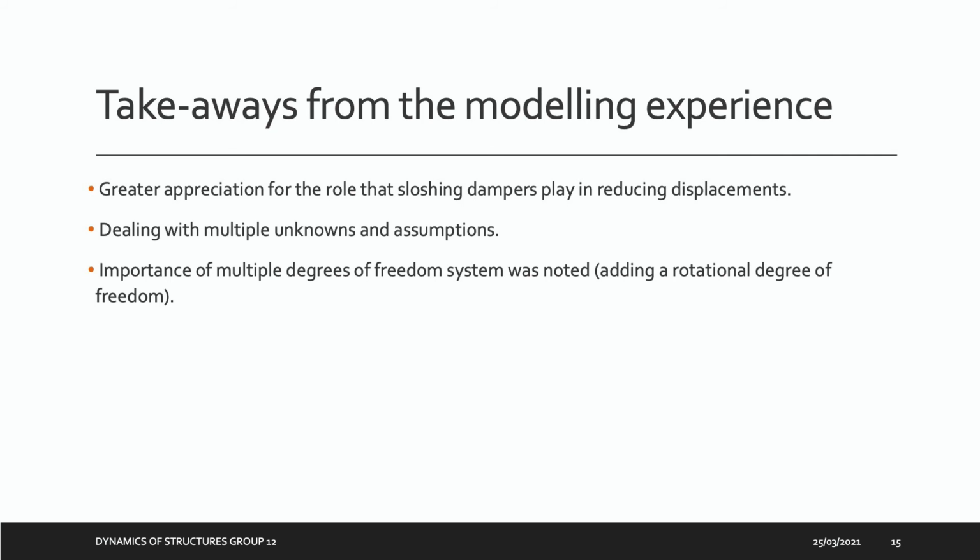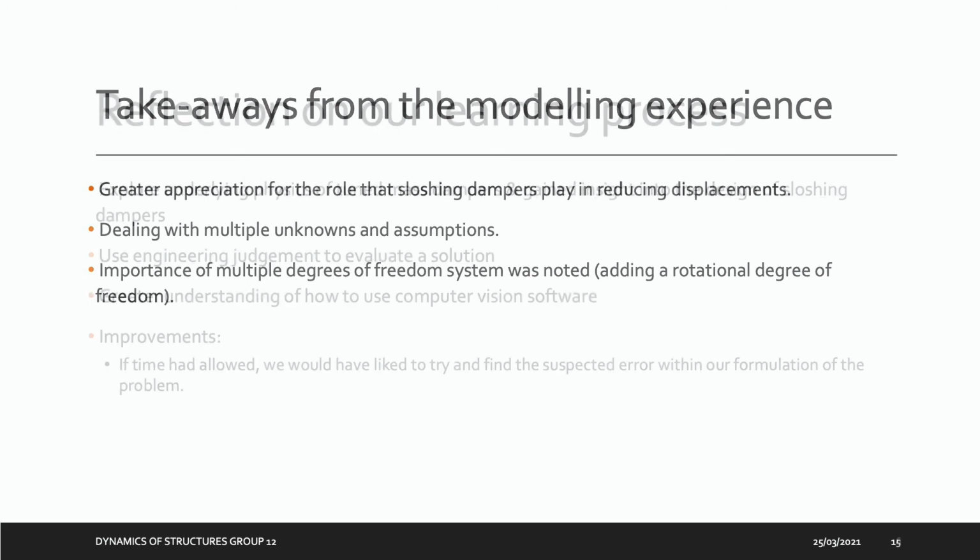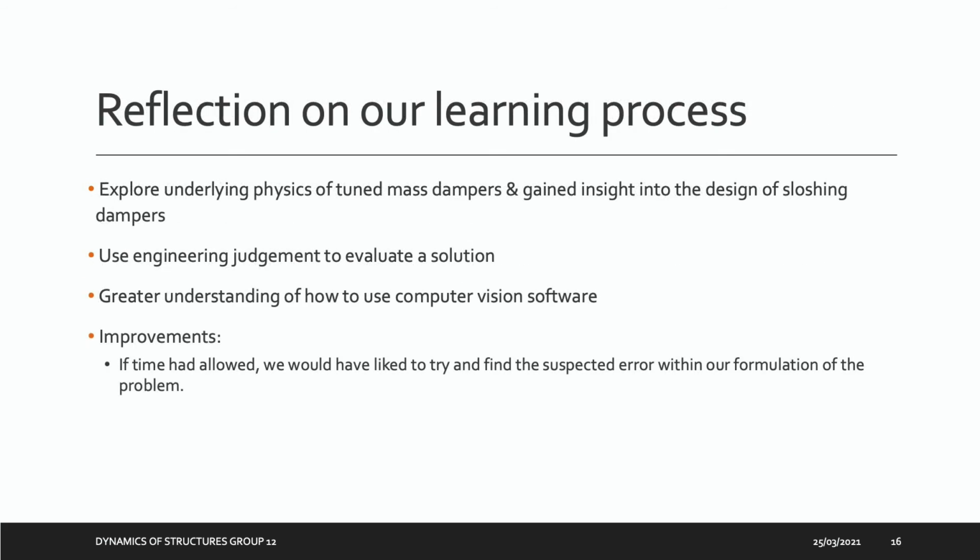Additionally, the importance of multiple degree of freedom systems was noted, as a single degree of freedom model provided a rough estimate and more degrees of freedom are needed due to the rotation of the model point mass. This coursework allowed us to explore in greater depth the underlying physics associated with sloshing dampers. We learned that the analytical solutions do not capture most of the physical processes associated with dampers, and hence empirical results are heavily used. With limited resources and site access, we used our engineering judgment to determine whether obtained solutions were reasonable and hence determine whether possible errors existed within the formulation of the problem.